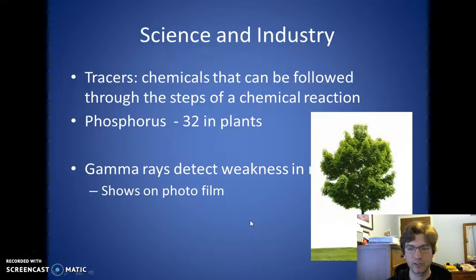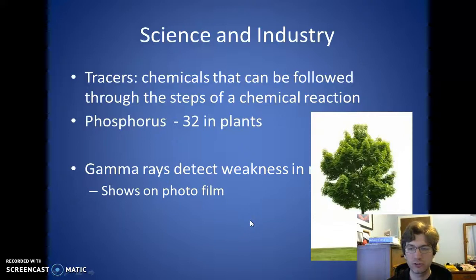So what I do is I shine gamma rays through it. And again, gamma rays will develop photofilm. So if I put a piece of photofilm on one side, put gamma radiation on the other, it goes through my aluminum and it develops the film. Well, wherever it developed more film, there's weaker aluminum. And therefore I know to adjust the way my plant is producing aluminum to make it more uniform.